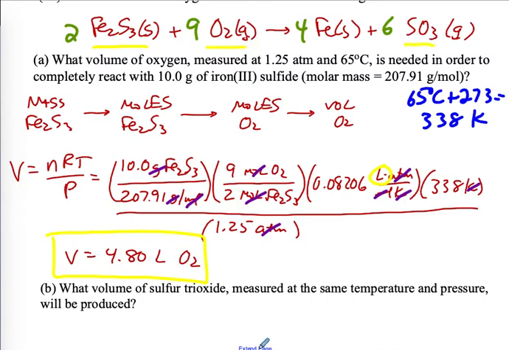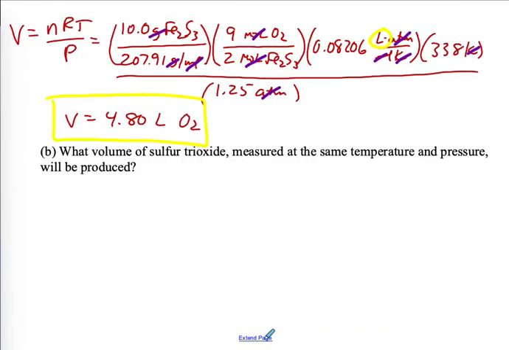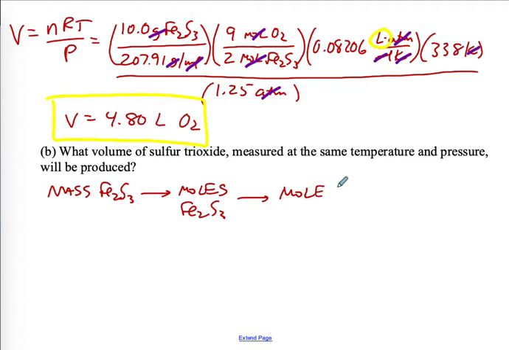Now, you might think that the way to do this is similar to how we solved part A, which would be to go from the mass of iron 3 sulfide to moles of iron 3 sulfide to moles of sulfur trioxide produced to volume of sulfur trioxide produced. And if you did it that way, like we did in the previous problem, you would be correct. You would get the right answer.